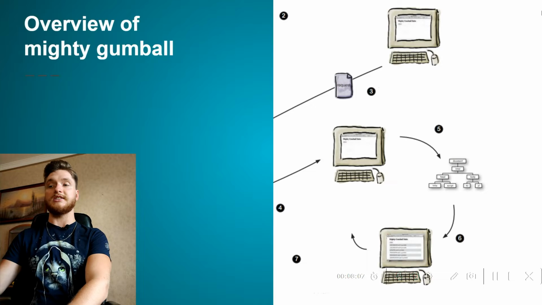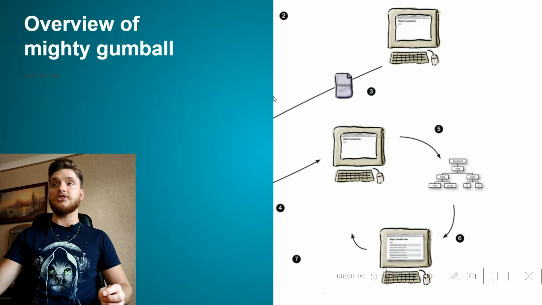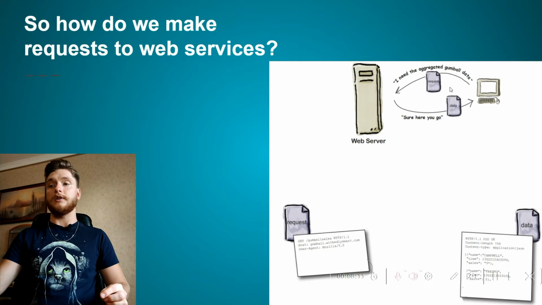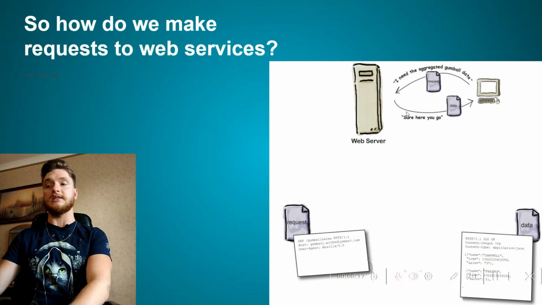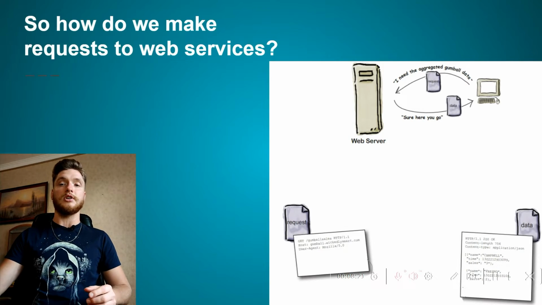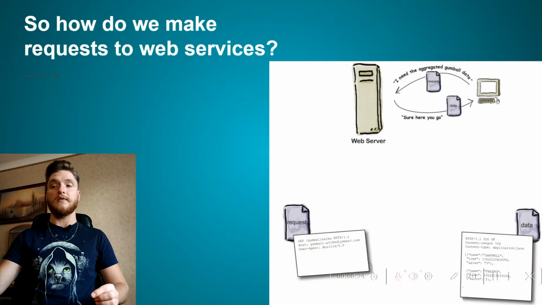Browsers can request data from applications on the server, like the Mighty Jumble application that aggregates all the sales data. Here is the server just waiting on a request from the browser. The server returns its data.